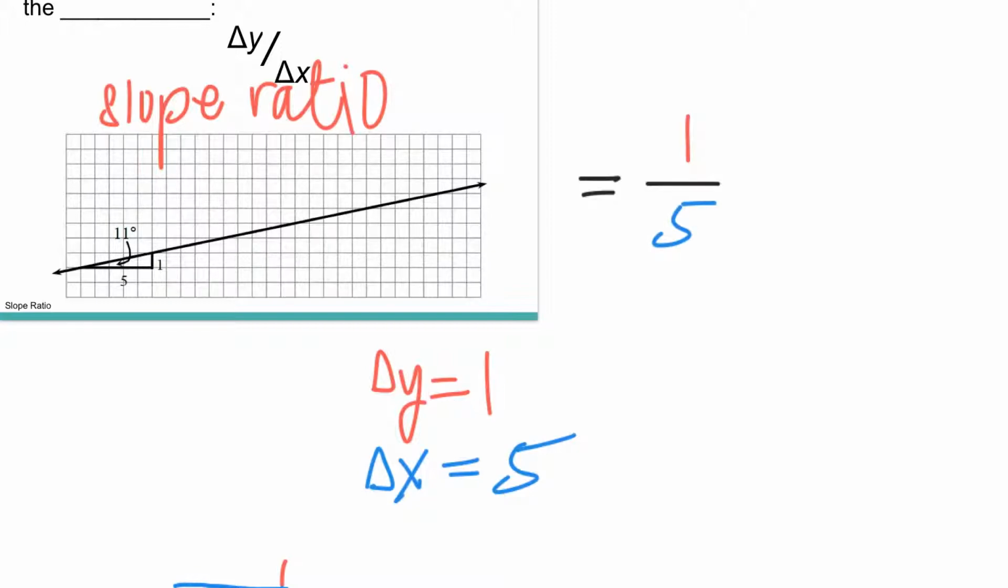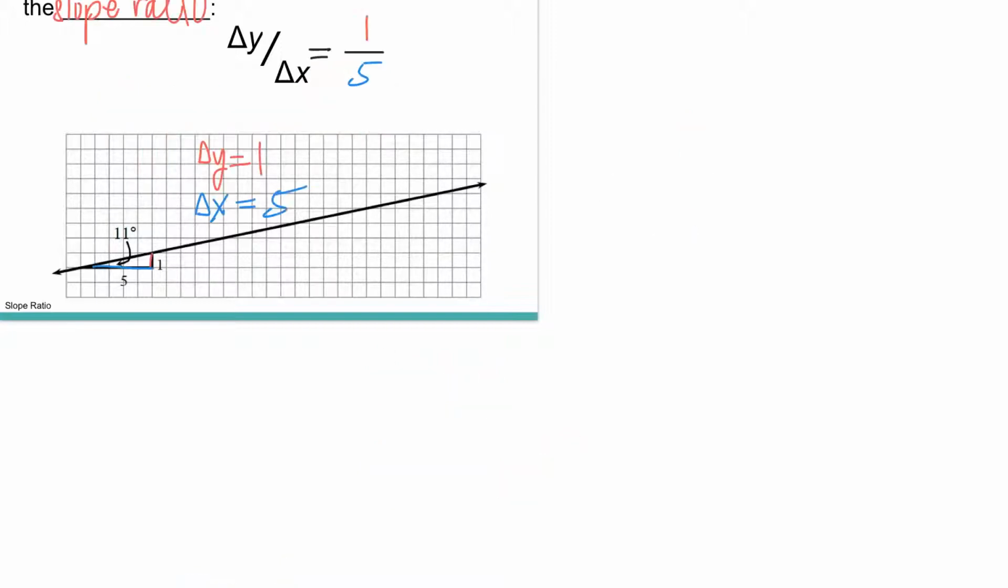So in other words, my slope ratio is 1 over 5. You can probably already make the connection. This is the exact same thing as the slope. To get from this point to this point, I go up 1 over 5 or over 5 up 1, however you want to think about it. So this was a simple one. Let's move on to some more difficult examples.